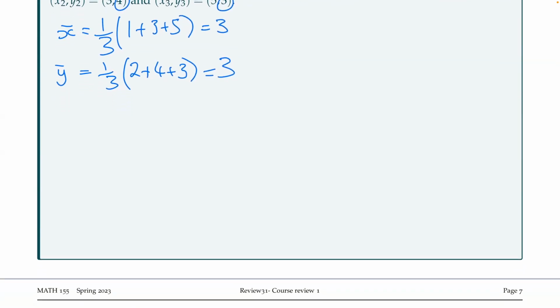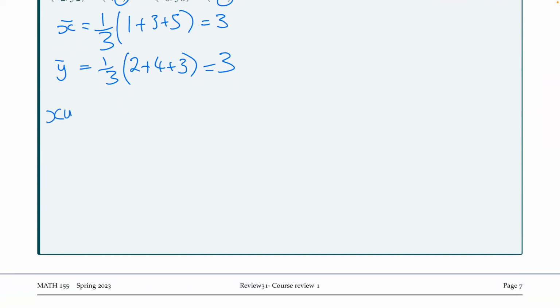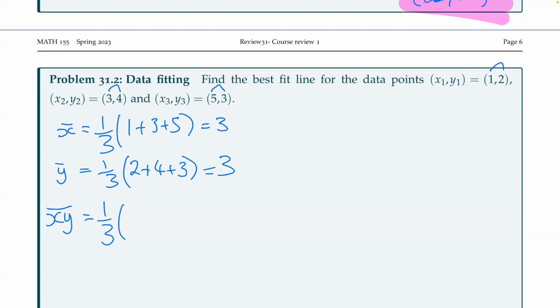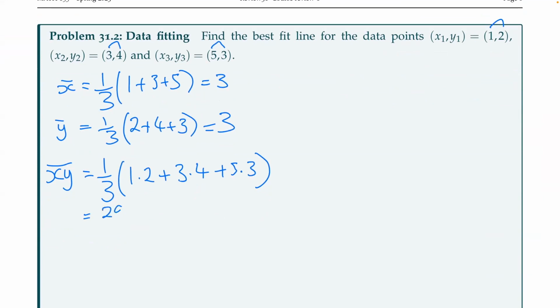So those ones tend to be straightforward. This is where people often make mistakes, the x, y mean. What we're doing here, again, we've got 3 points. We're going to divide by 3 at the front. For each of our data points, you take the product within that data point, okay? So you take 1 times 2 plus 3 times 4 plus 5 times 3, which should work out to 29 over 3.